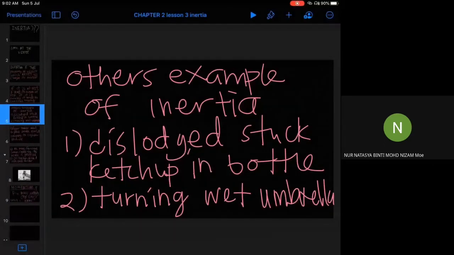Sebab you resist to change. Faham tak? So itu adalah contoh inertia lah. Okay, sama juga. Kalau you're sitting in moving car, then suddenly the car reverse backward. What will happen to you? The car reverse backward. What happened to you? You are moving forward. You are sitting in the car.